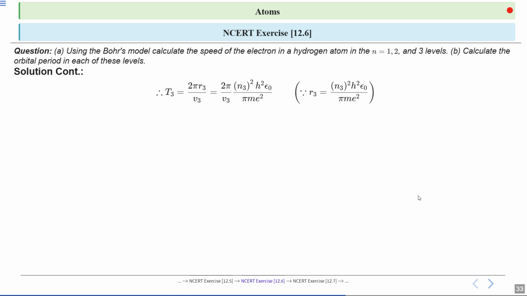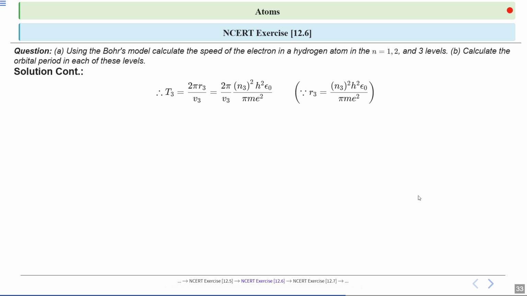Now let's focus on the formula for the orbital time period T3 in the third energy level. The time period T3 is the time it takes for the electron to complete one revolution in the n equal to 3 level. The formula shown, T3 equal to 2 pi R3 upon V3, where R3 is the radius of the third orbit and V3 is the speed of electron in that orbit.